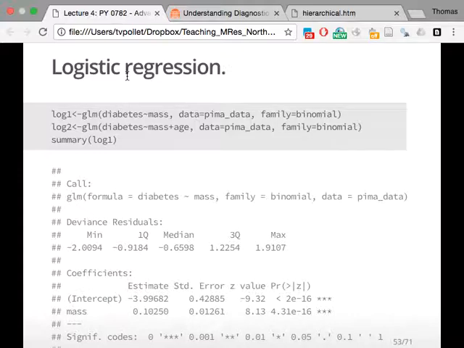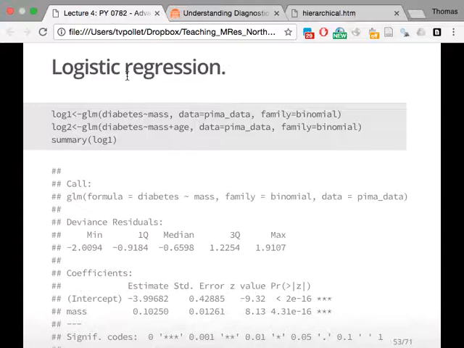So how would you do a logistic regression? The key difference here is you remember lm. This is glm. So G is for generalized, and generalized is a different way of doing it. If you change the family, which is binomial, which just means two outcomes, to Gaussian, then it will be a normal distribution. So it's a different way of estimating the models.